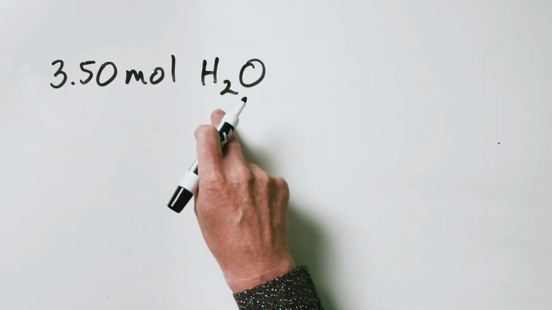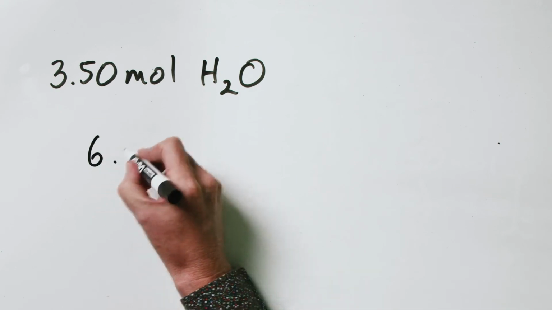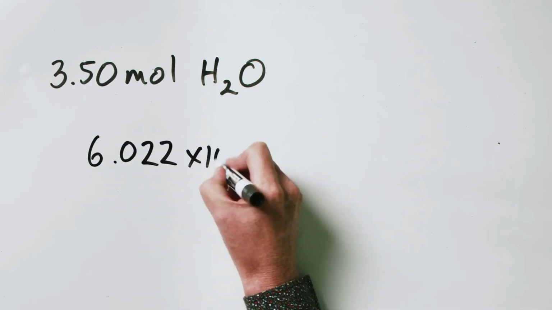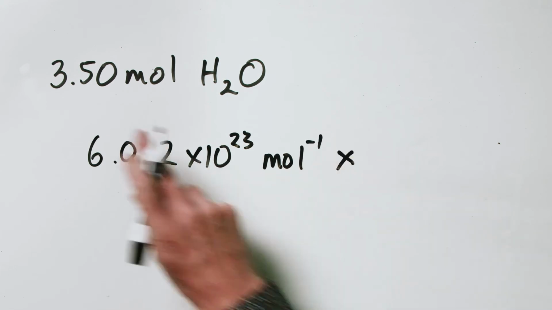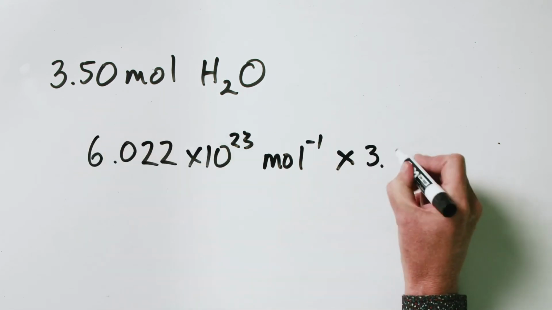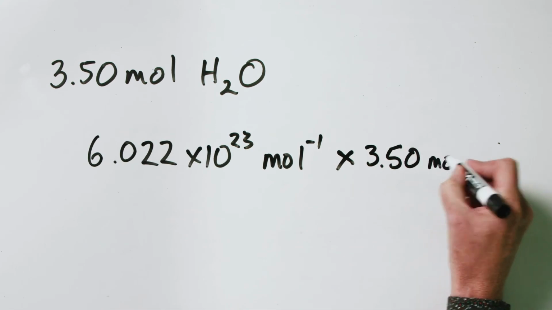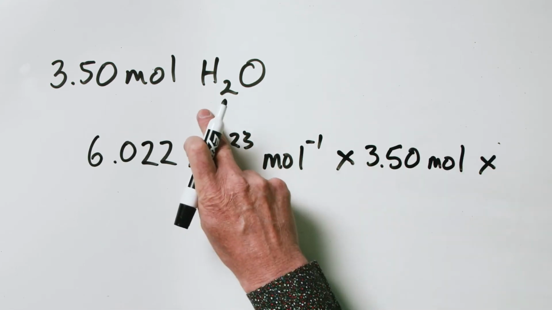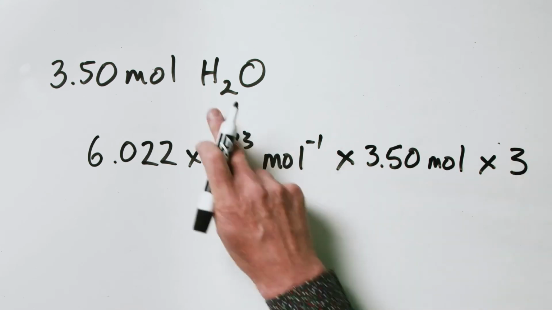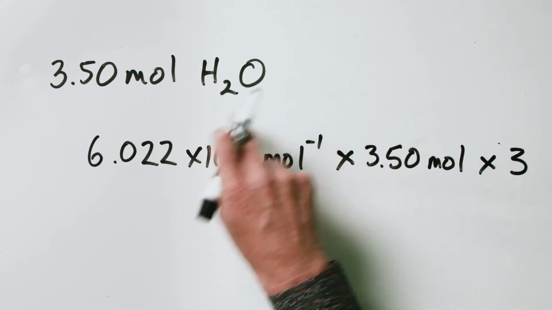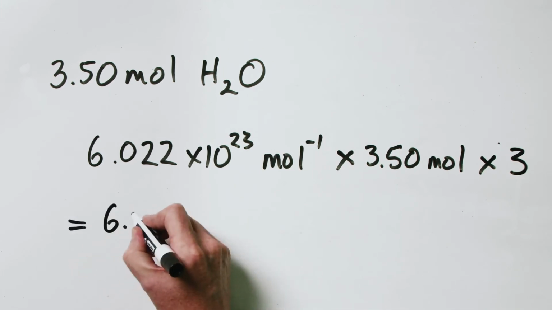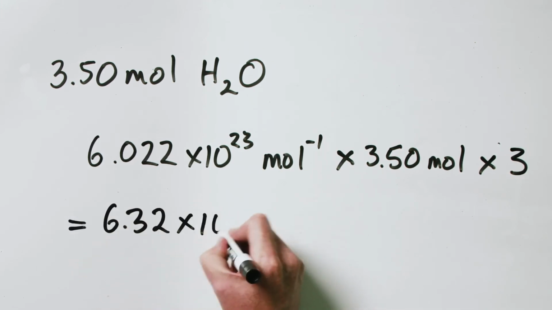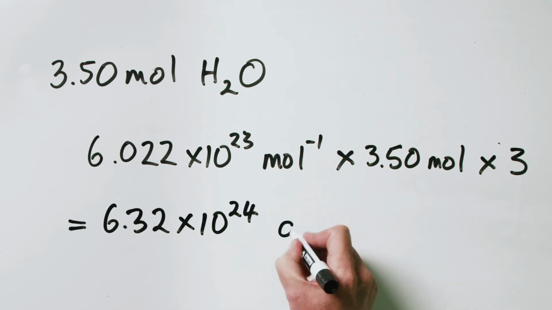So therefore, the number of atoms present in 3.5 moles of water is going to be 6.022 times 10 to the power of 23 per mole, multiplied by 3.5 mole, multiplied by 3, because we have 3 atoms in every molecule of water, and so that's going to give us an answer of 6.32 times 10 to the power of 24 atoms.